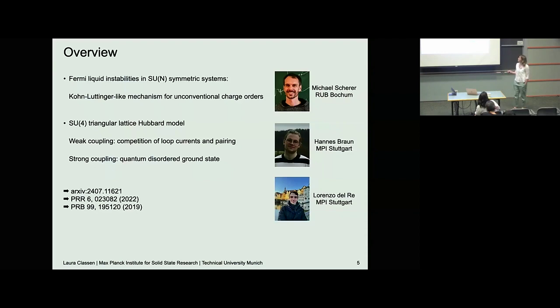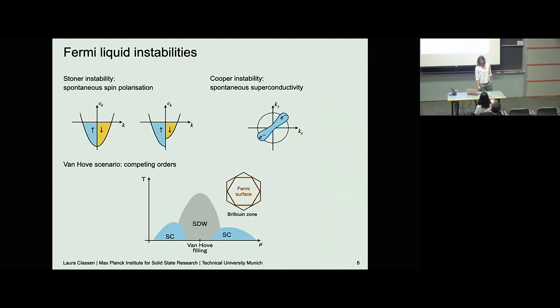But before going into this application, I actually want to present the mechanism or formalism we then developed more generally for SU(N) symmetric systems, which means I want to look into Fermi-liquid instabilities in these systems, where we worked out a Kohn-Luttinger-like mechanism for what I'm going to call unconventional charge orders. And then hopefully, I'm not sure if I'm going to get to the end time-wise. If not, we can discuss later. So let's directly start with that.